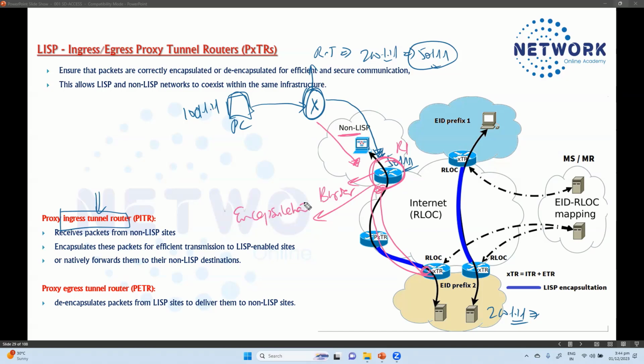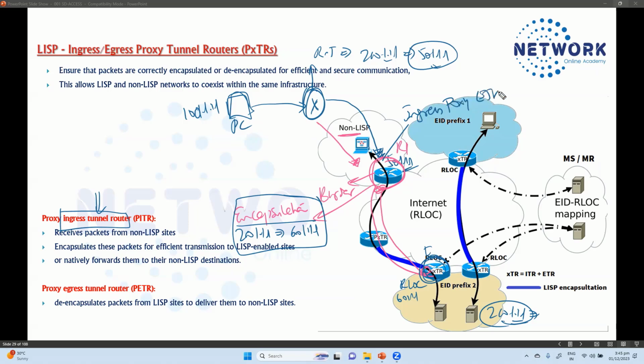The encapsulation process is the same thing. It is going to add the endpoint identifier. And to reach this endpoint identifier, what is the ITR, or what is the router? This routing locator address is going to be, let's say, 61.1.1.1. So it's going to get the mapping information from the mapping server, and it's going to encapsulate the packet. So this particular router is going to encapsulate this packet to LISP enabled sites. Like I said, this is your ingress proxy tunnel router.